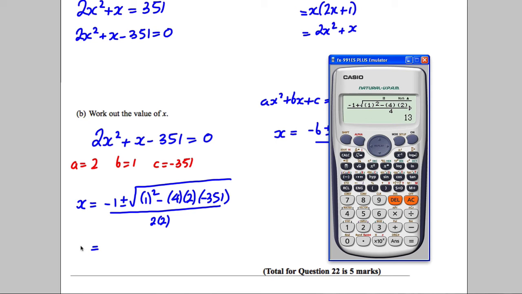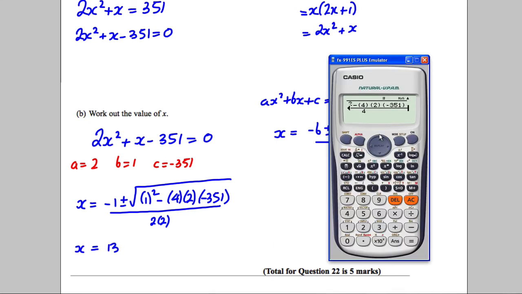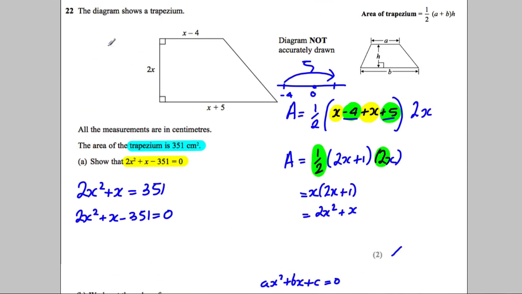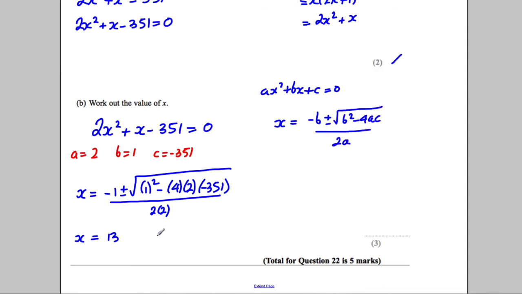If we type that in, we get x is equal to 13 when we had a plus, and if we go up here and just adjust it, change that to a subtract, we get a negative. Now x can't be a negative. Looking at the picture here, 2x is one of the sides, so x certainly can't be a negative. So we're going to ignore that. x is equal to 13 is our answer.